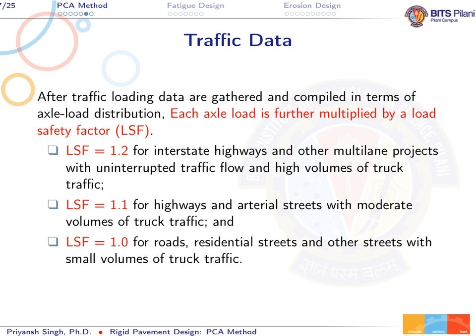Like in the case of interstate highway or multi-lane projects which is having uninterrupted traffic and high volumes of truck, the load safety factor for this kind of roads will be 1.2. Roads of lesser priority, let's suppose arterial streets with moderate volume of truck traffic, the load safety factor will be lesser, that is 1.1. And for all the other roads which are lesser priority, the load safety factor will be 1.